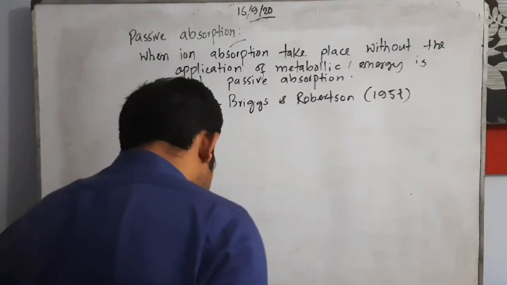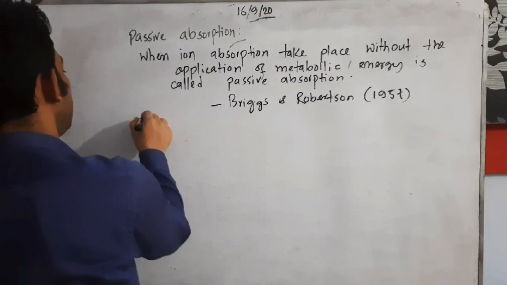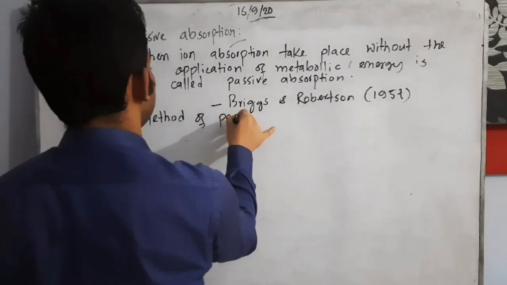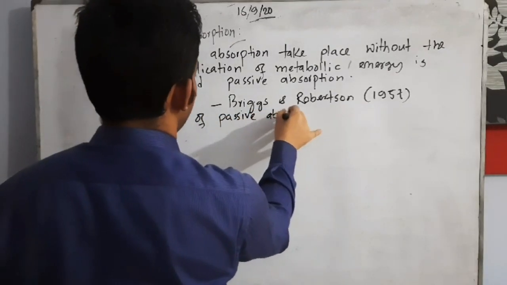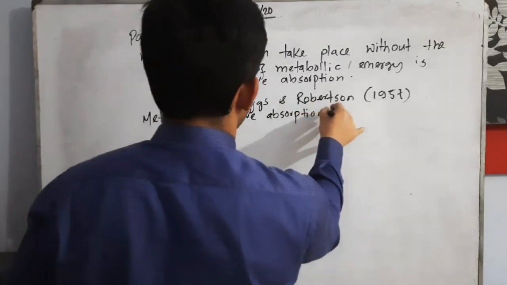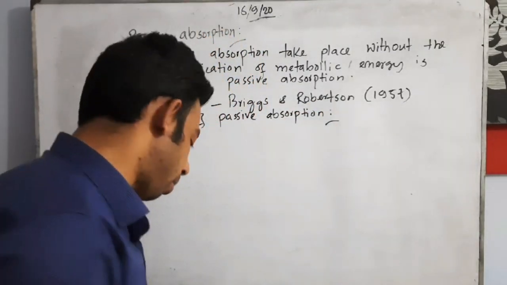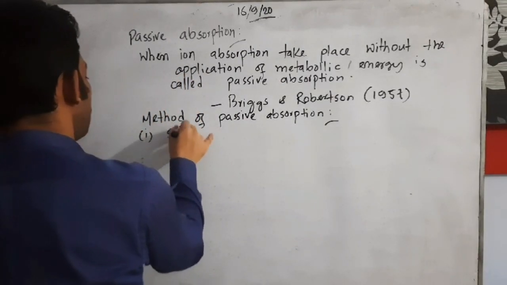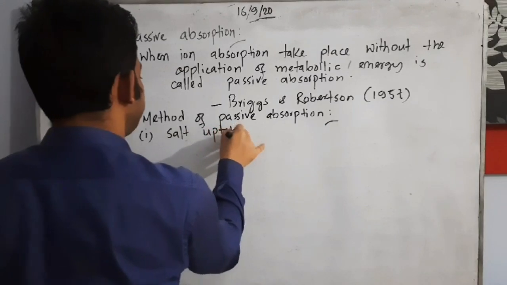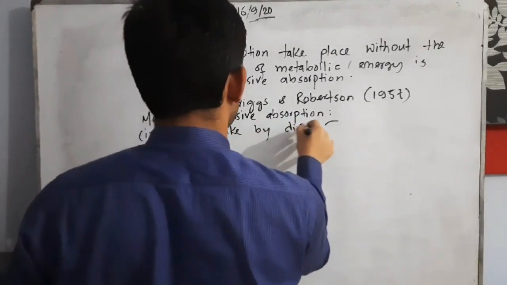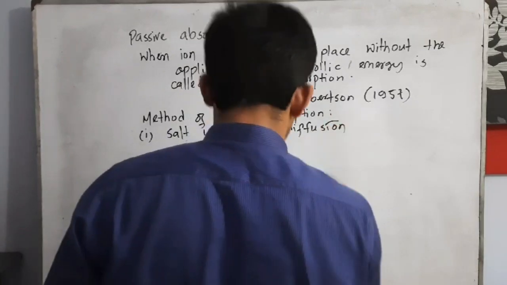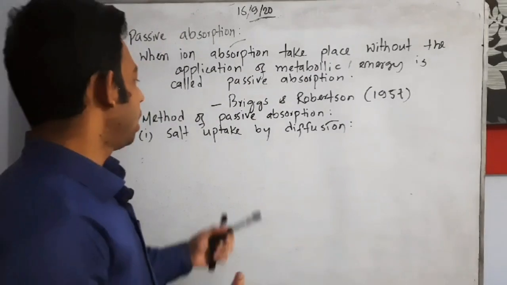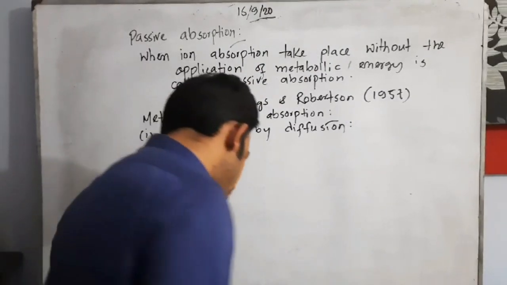Some methods of passive absorption are there. If we want to understand the methods of passive absorption, the first one is salt uptake by diffusion. We will try to understand the salt uptake by diffusion.